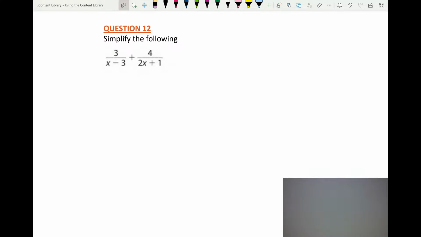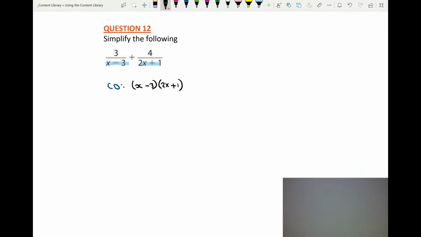So fractions, adding or subtracting fractions. In order to add or subtract fractions, you have to get what's known as your common denominator. So in this question, in order to get your common denominator, you just have to multiply the bottoms. By denominator, we mean the bottom of the fraction. So they're the denominators. A common denominator can always be found by multiplying the denominators by each other. So x minus 3 by 2x plus 1.